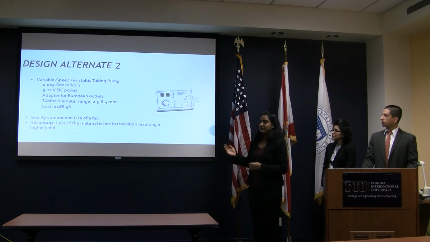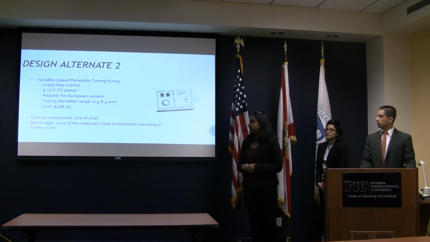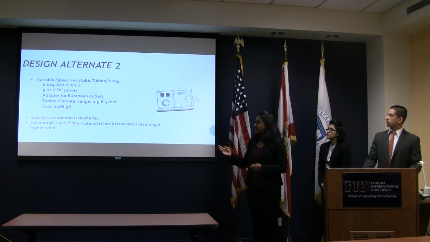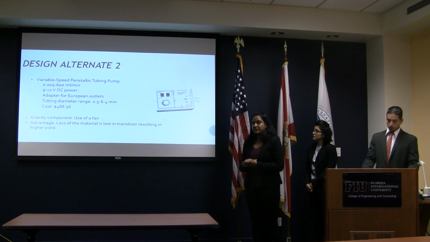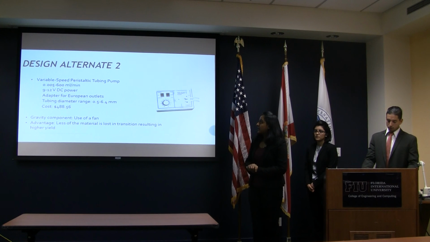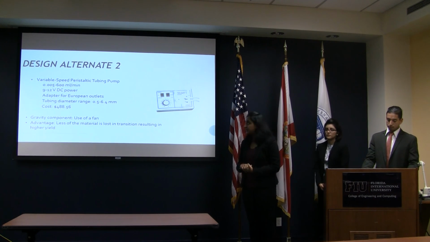For the second design, we're considering using a variable speed peristaltic tubing pump, which has a cost of about $500. It also comes with a European outlet adapter, so that's a little global design there. It has a flow rate range of 0.005 to 600 milliliters per minute.